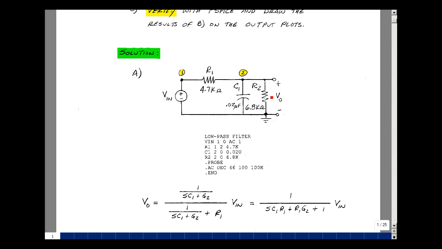What's Vout? Well, it's a voltage divider with this impedance, voltage divided with R1. Let's take the admittance and add it together and then take the reciprocal. So the admittance of the capacitor is sC1 and the admittance of the resistor is just G2. Let's multiply numerator and denominator by sC1 plus G2. So I get a 1 here, and then I multiply this times this term. And that's going to be this, sC1R1 plus R1G2.